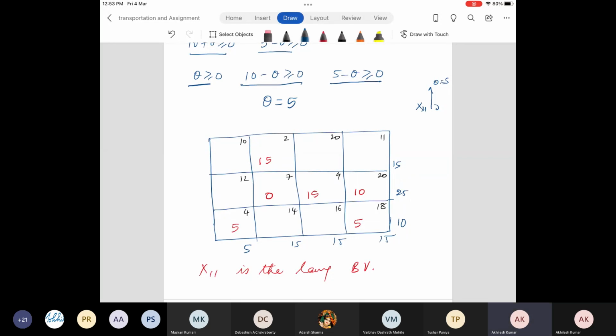Also, G here will come out to be 475, the new G based on the new allocation. Let me put G equals 475. You can put these numbers. So from 520, we started with G equals 520, the northwest corner solution. Now we have come down to G equals 475. Again, we have to assign U1, U2, U3, V1, V2, V3, and V4.